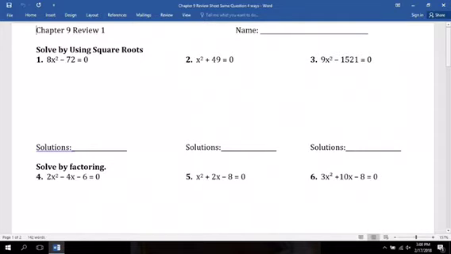So, solving using the square roots. To remember, to solve using the square roots, the idea here is we have to isolate our variable, meaning we have to move everything away from it. You'll start problem 1 by adding 72 to both sides. You'll get 8x squared equals positive 72. To isolate the x squared, you'll then divide by 8.